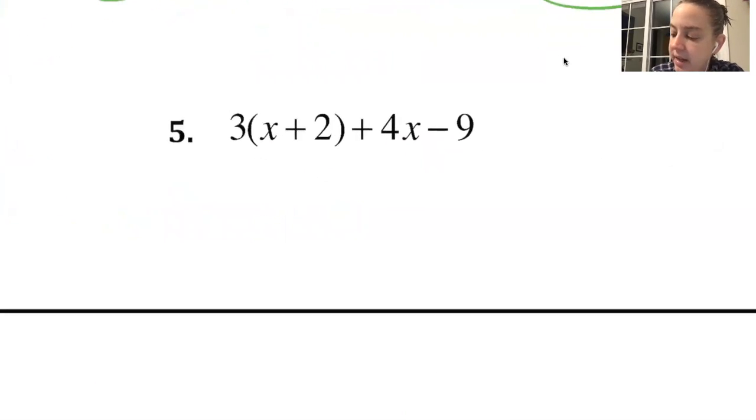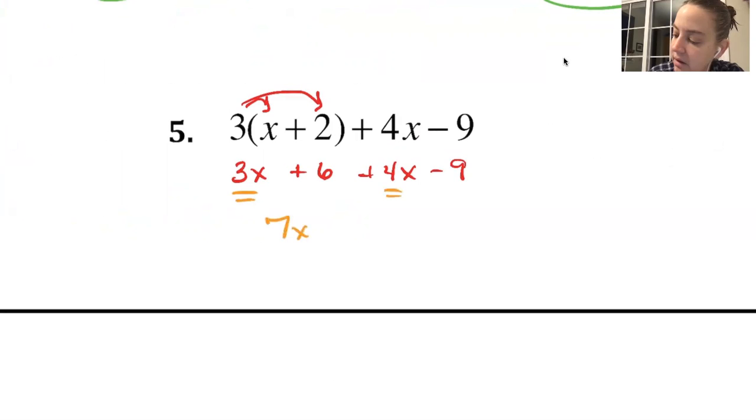And then yesterday's lesson, or the last lesson, was distributing. So 3 goes to x, so that's 3x. 3 goes to the 2, so that's 6 when we multiply, plus 4x minus 9. And then you combine like terms again. So 3x and 4x become 7x. And then 6 and negative 9 become negative 3. And that's your answer. So that's a good review right there.